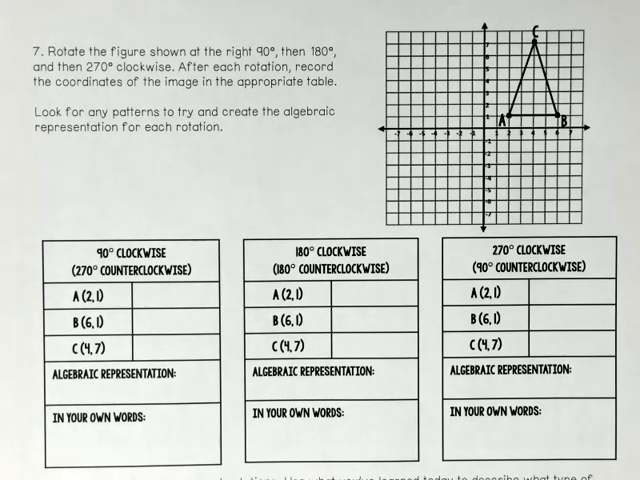Onto the back page where we get into some more algebraic process. It says for us to rotate this figure, and this is part 2 of our rotations on a coordinate plane, by the way. Rotate the figure as shown on the right 90 degrees, then 180, then 270. After each rotation, we're going to record the coordinates of the image in the appropriate table.